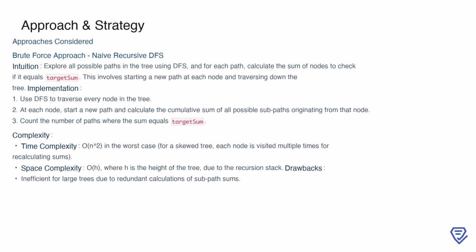In terms of time complexity, the worst case occurs with a skewed tree, where each node's sums are recalculated multiple times, leading to O(n^2) time complexity. Space complexity is O(h), where h is the height of the tree, due to the recursion stack. While conceptually simple, this method is inefficient for larger trees because of the redundant calculations it involves.